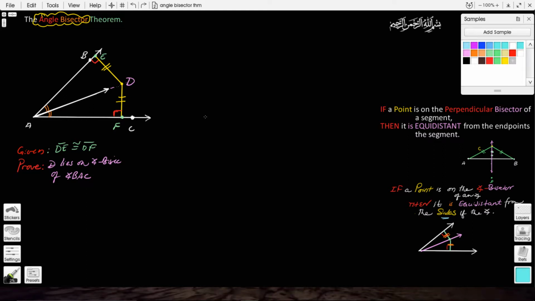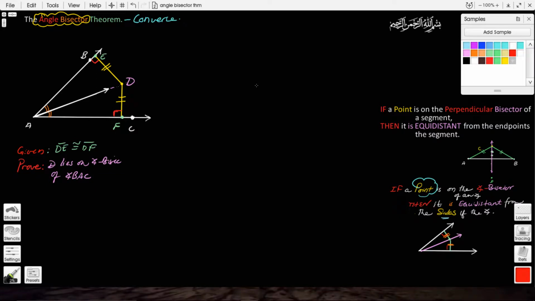Bismillahirrahmanirrahim. Now, inshallah, we shall talk about the converse of the angle bisector theorem. If you recall, the angle bisector theorem stated that if a point is on the angle bisector of an angle, then it is equidistant from the sides of the angle. So the converse of the angle bisector theorem states that if a point is equidistant from the sides, then it lies on the angle bisector.